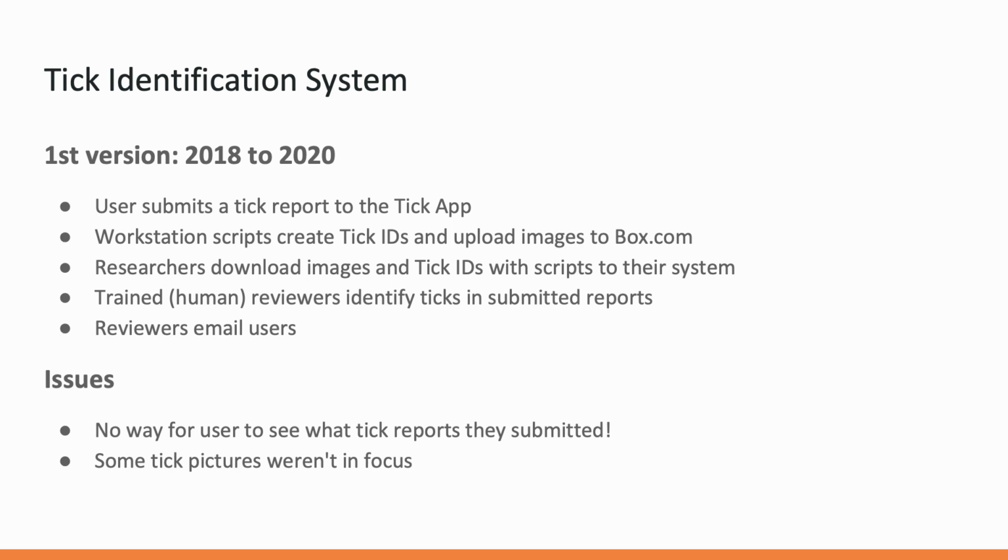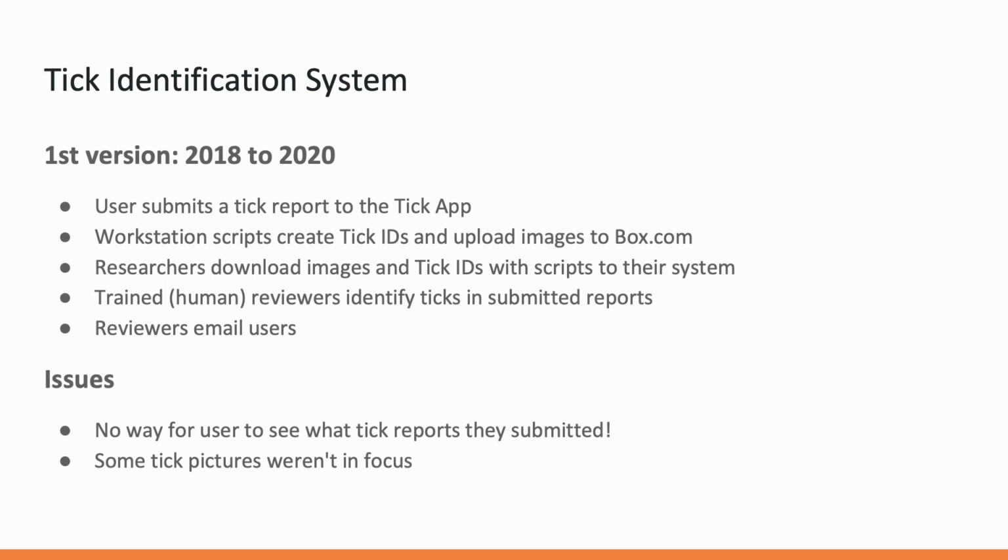Armed with the flowchart, we developed and launched the first version of the tick identification system in 2018. In this version, after a participant submitted a tick report, a Python script ran daily on a Chess workstation to download the reports from the tick app server and assign them identifiers, then upload them to box.com.